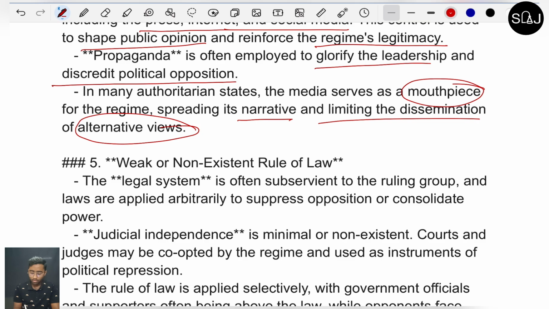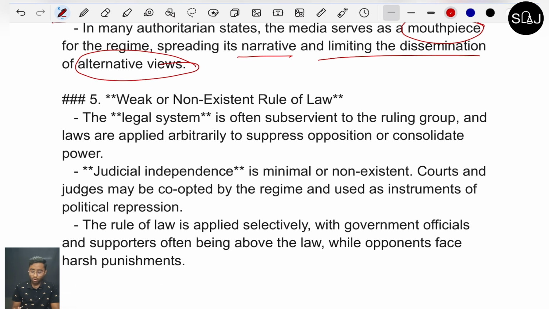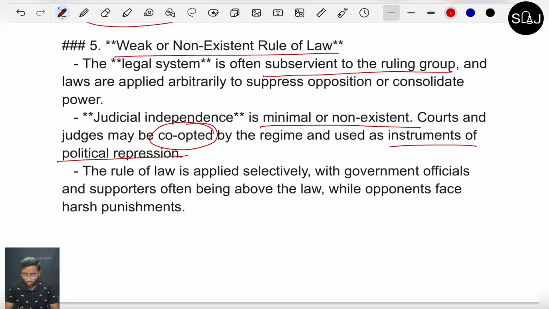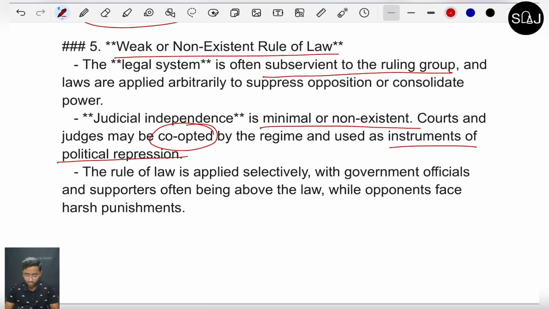Number five, weak or non existent rule of law. The legal system is often subservient to the ruling group, and laws are applied arbitrarily to suppress opposition or consolidate power. Judicial independence is minimal or non existent. Courts and judges may be co opted by the regime and used as instruments of political repression. The rule of law is applied selectively, with government officials and supporters often being above the law, or you can say they are immune to the law, while opponents face harsh punishments.